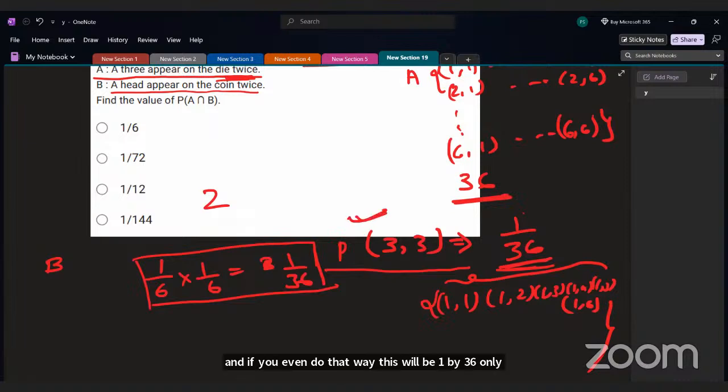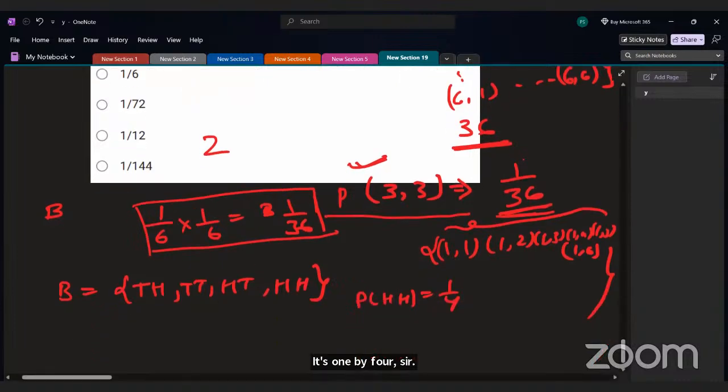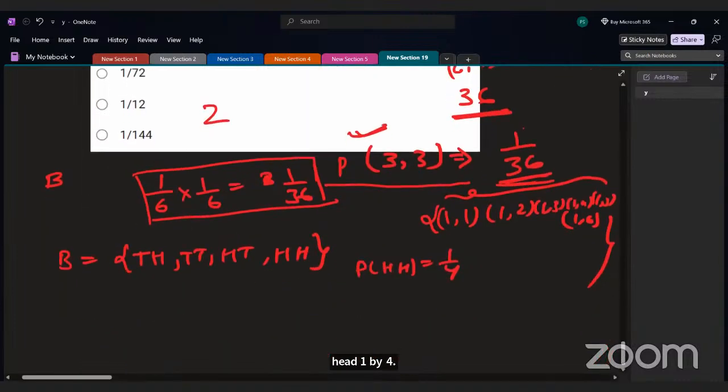Okay, got it? Now for the event B, we are tossing two coins. So what outcomes can we get? We can get tails head, tails tails, then head tails, and head head. And B is defined as a head appearing on the coin twice. So again, we have got only one such outcome. The probability of head head is 1 by 4, sir. 1/4. Now, do you know what an independent event is?